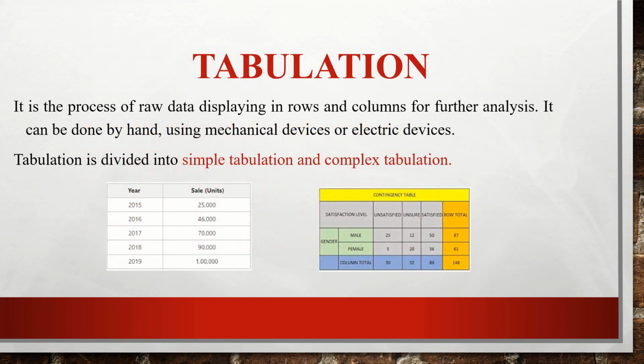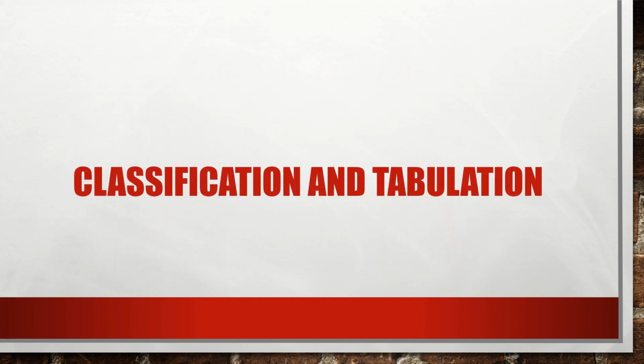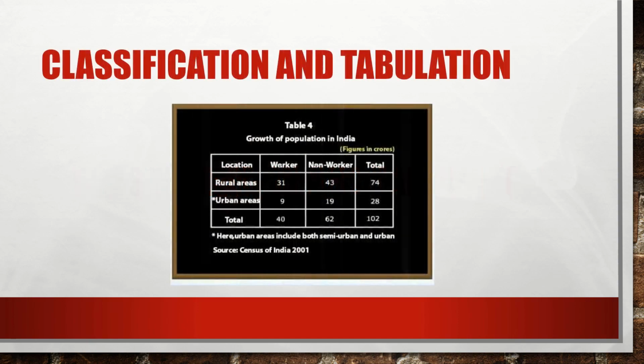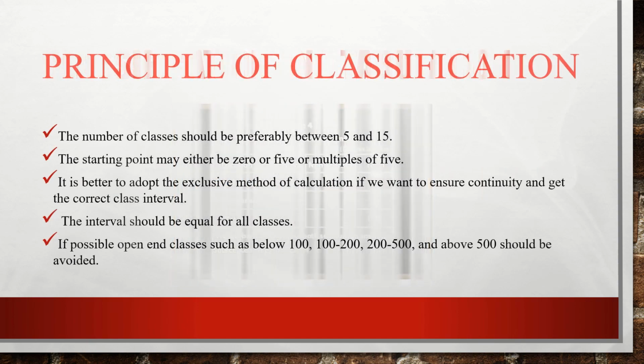The next step is tabulation. In this process, the data collected and classified is represented in rows and columns. This can also be done in simple form or in complex form as we do in classification. Next, we can go through the important principles of classification and tabulation.